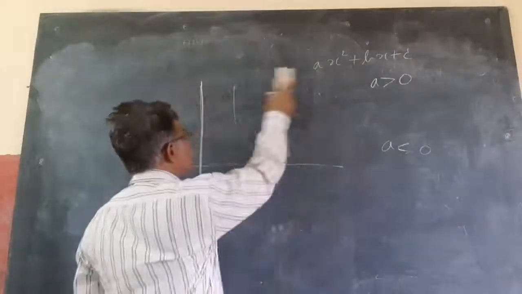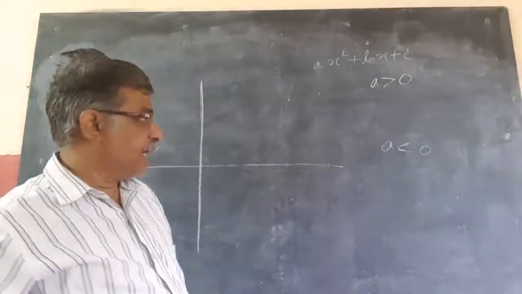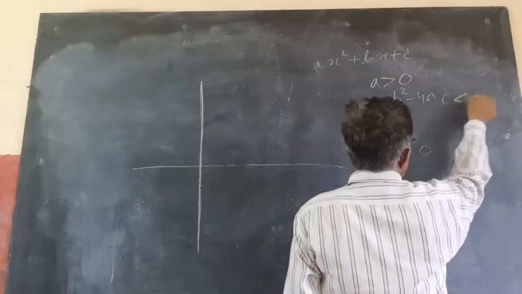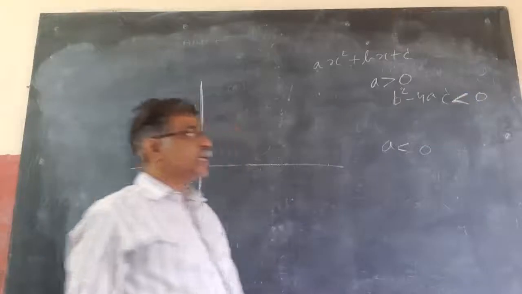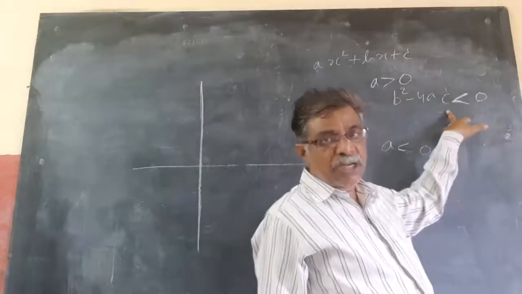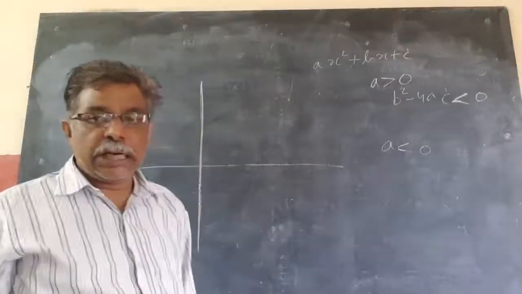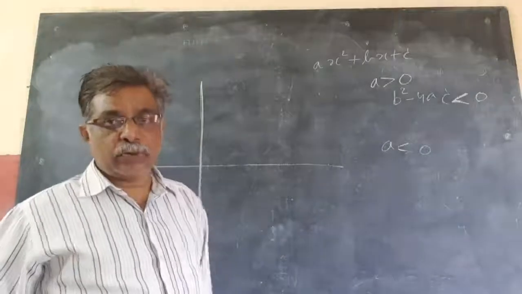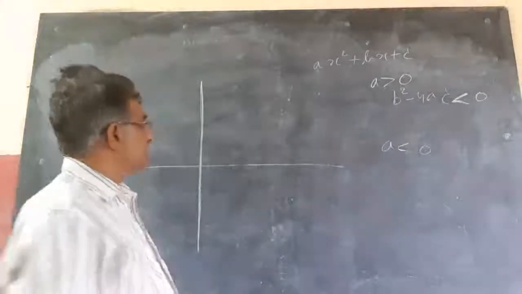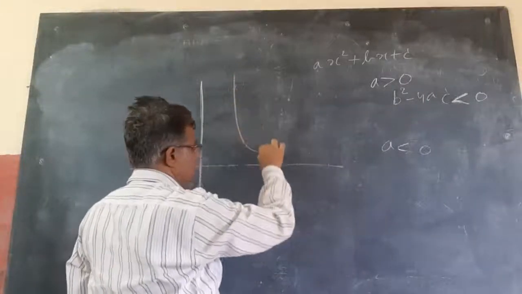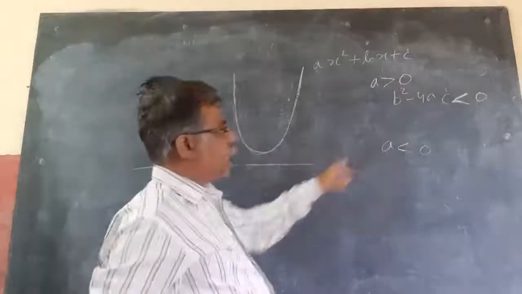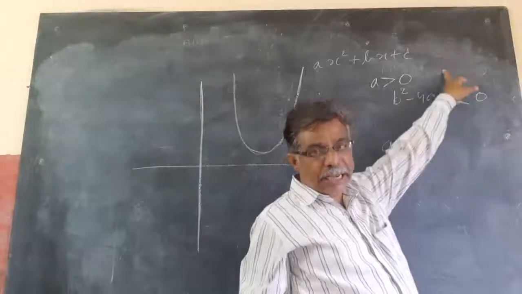Next, coming to this, if a greater than 0 and b square minus 4ac less than 0, what is meant by b square minus 4ac less than 0? It means no real root. We know that the equation contains no real root. But a is more than 0, which means the graph will be like this, opens up like this. And this is the graph whose b square minus 4ac is less than 0 and a greater than 0.